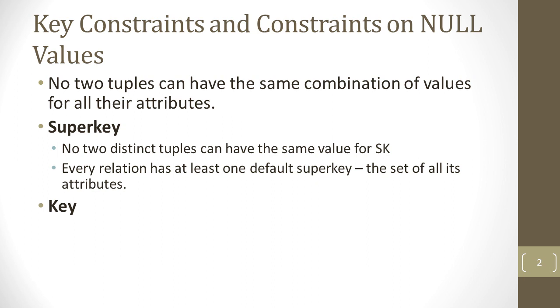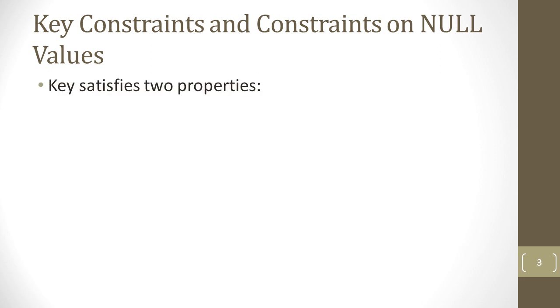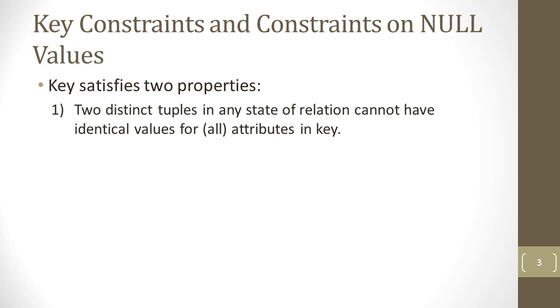So a key is a more specific instance of a superkey. So a key is a superkey with the additional constraint that we can't remove any more attributes from that key and still have some kind of superkey. So if we remove one more attribute, we would no longer have a key. So basically a key is going to satisfy two properties. So two distinct tuples in any state of relation cannot have identical values for all attributes in the key.